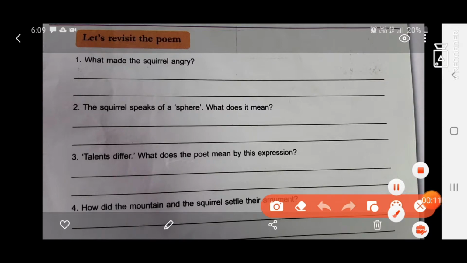What made the squirrel angry? Now, in their conversation, the squirrel became very angry. What made the squirrel angry?